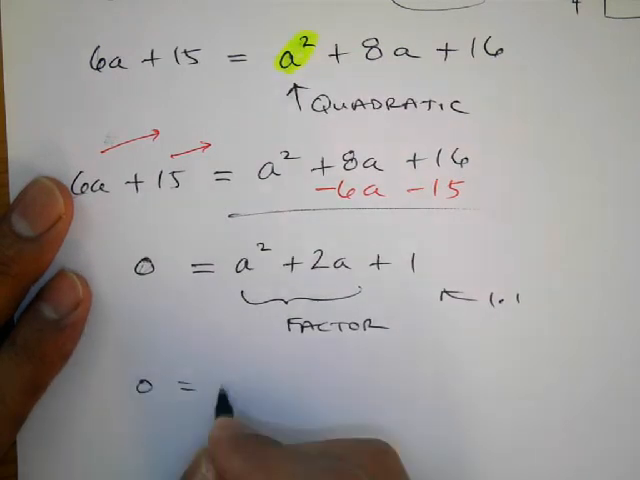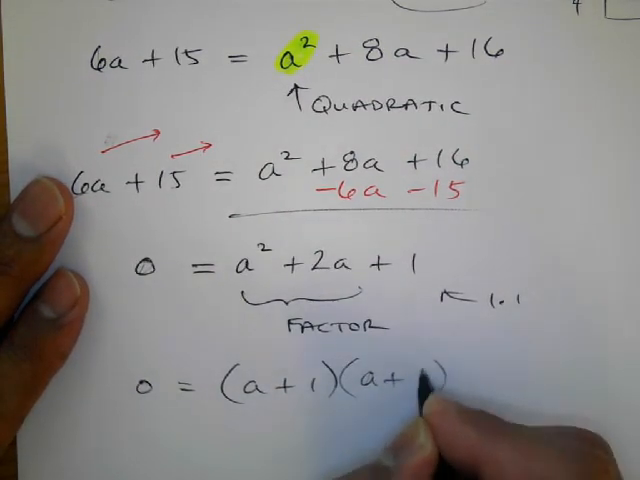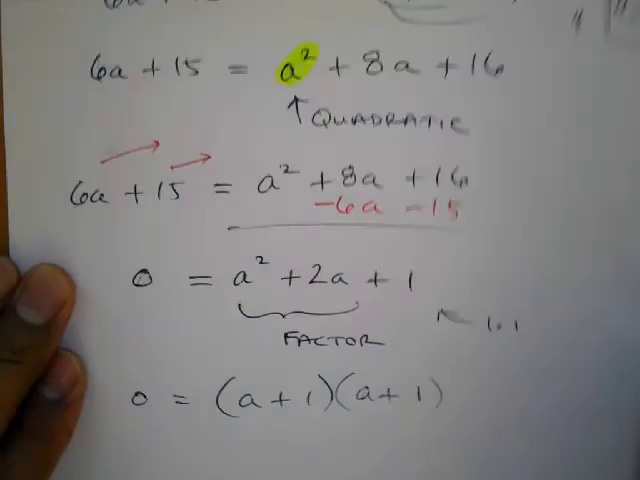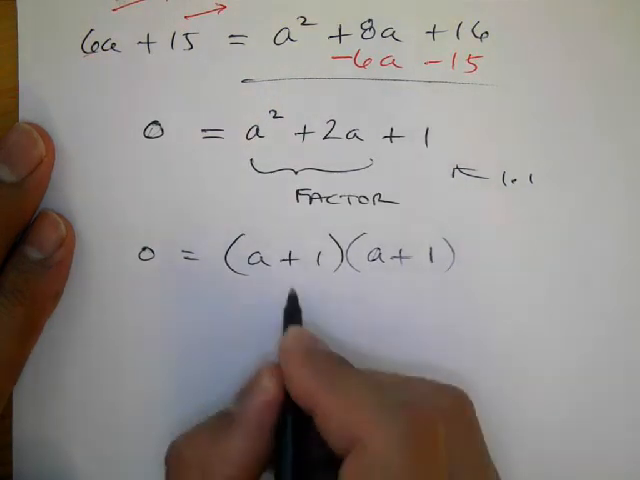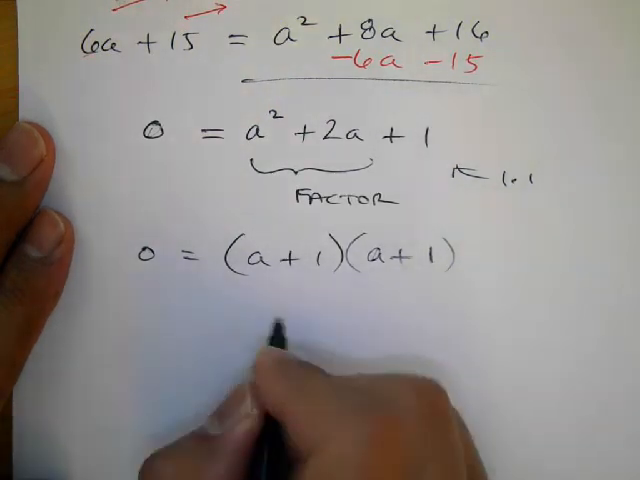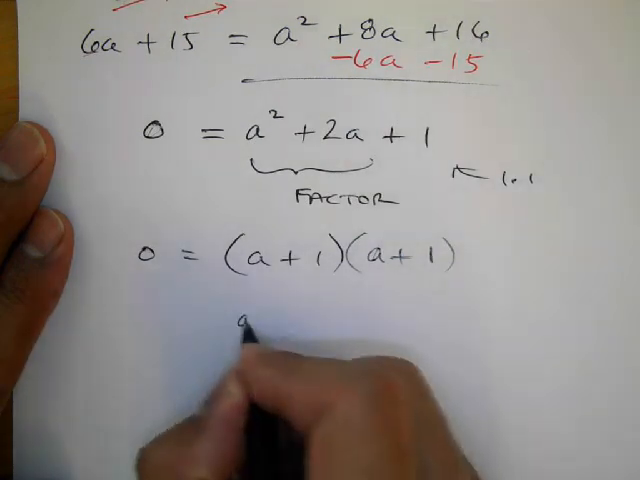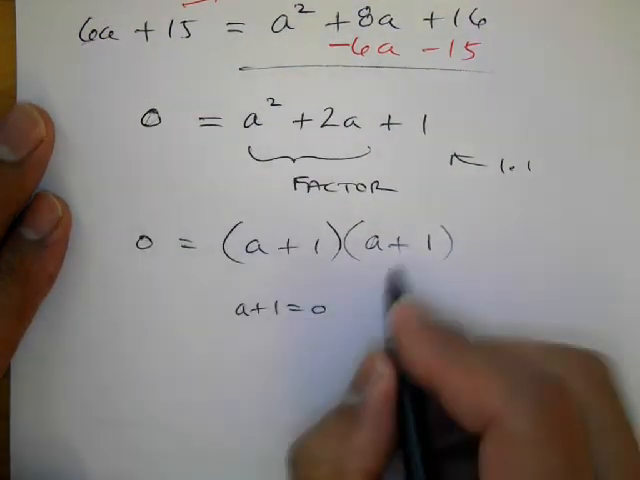I wonder what two numbers multiply to 1 and add up to 2. Well, it's going to be 1 times 1, right? So this is going to be what? a plus 1, a plus 1, like that. And you're really going to get the same answer twice, right? So we'll just solve one of them, because they're exactly the same.